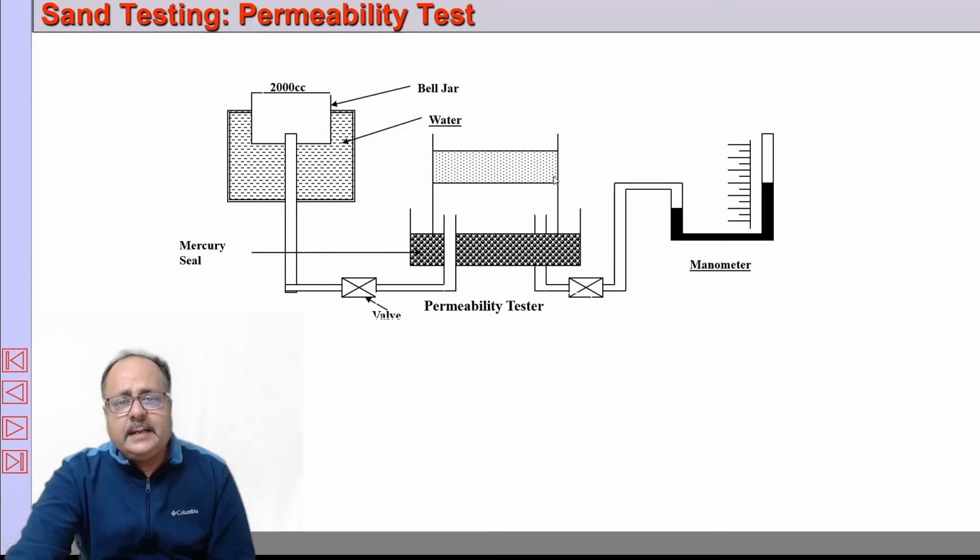Okay, and this is the seal, a mercury seal, and the pressure we can measure using a manometer or pressure gauge, whatever it is. We can measure the pressure. We keep it at atmospheric pressure.